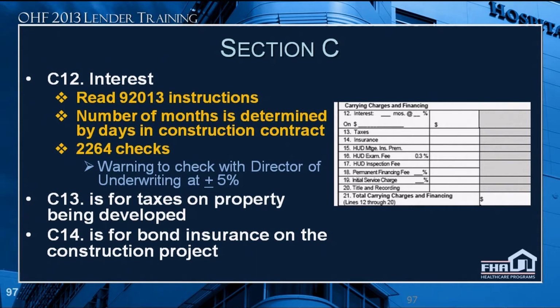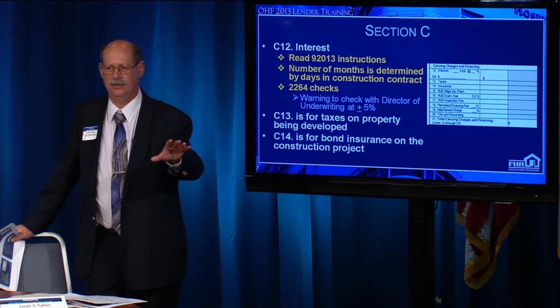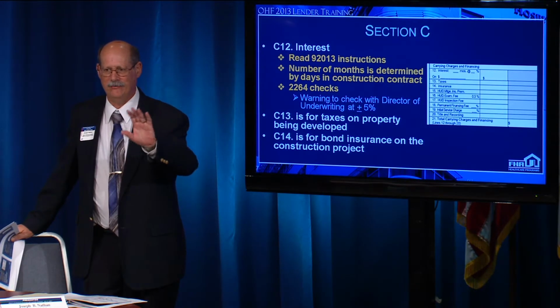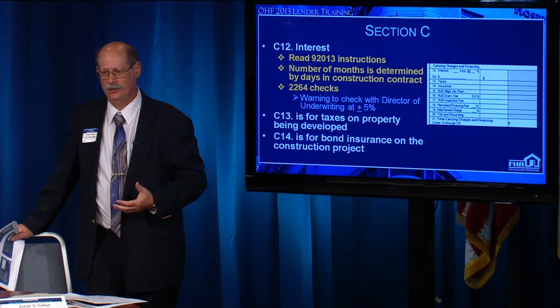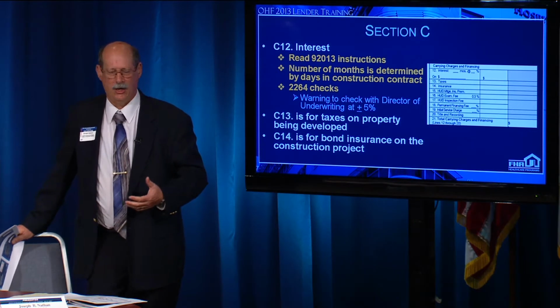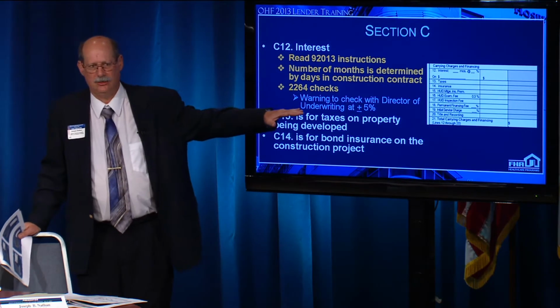The number of months for that construction period we already talked about. That's already predetermined based on what's written in the construction contract, plus 2 months. And the 2264 will check. You put down what you think they're going to need in here, and I know you have the actual draw schedule, so you've got information that we don't have when we're doing the underwriting. Our form's going to check for plus or minus 5% of the calculated amount.